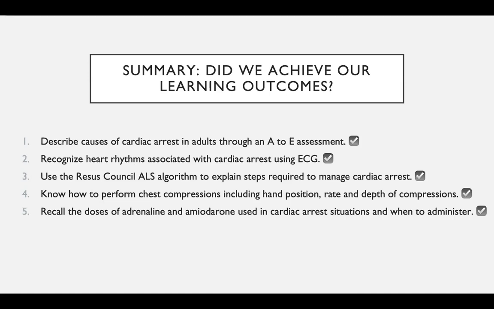Most of you knew the rate and depth of chest compressions, so that's 100 to 120 a minute, and at least 5 centimeters or a third of the depth of the chest. And we've gone over the doses for adrenaline, which is 1 milligram, so 10 mils of 1 in 10,000, and amiodarone, which is 300 milligrams in cardiac arrest. And we've talked about when we administer them to our patients, both in shockable and in non-shockable rhythms.